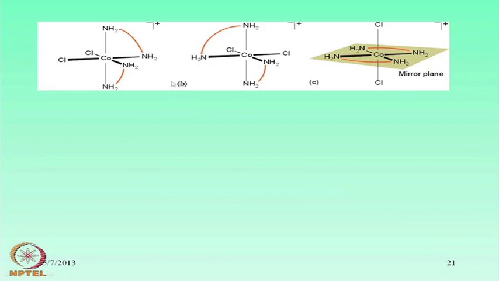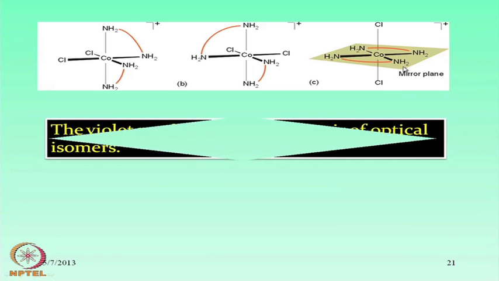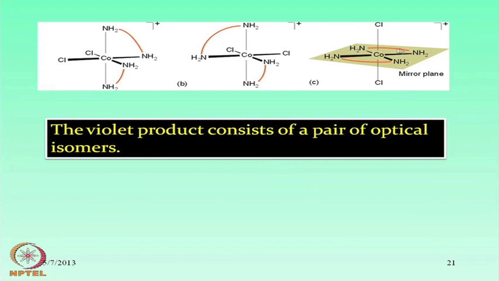So, we get for the cis arrangement these two isomers, and these two isomers are optically active also, but for the trans isomer, the trans plane itself is the mirror plane. So, we have only one particular isomer which is optically inactive and which has a mirror plane, which is the plane containing the two chelate rings. The violet product, therefore, the cis product, consists of a pair of optical isomers, and these are the two pairs.